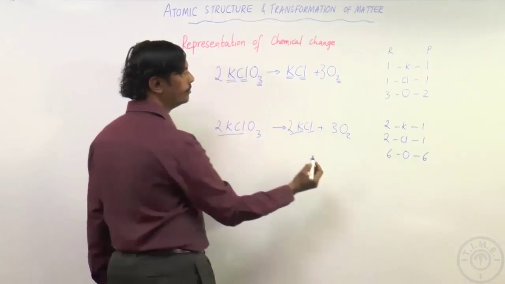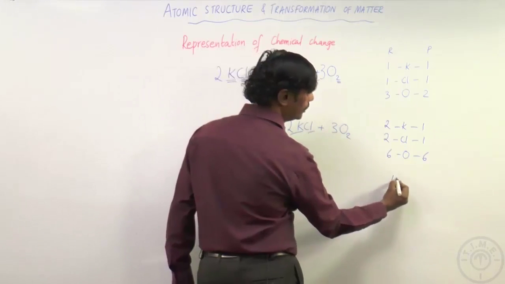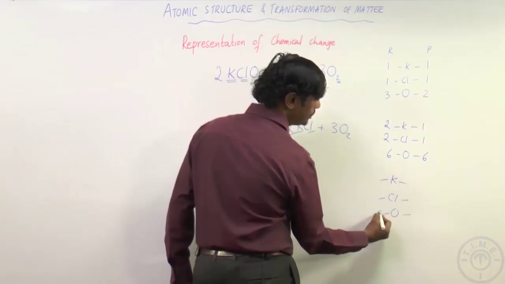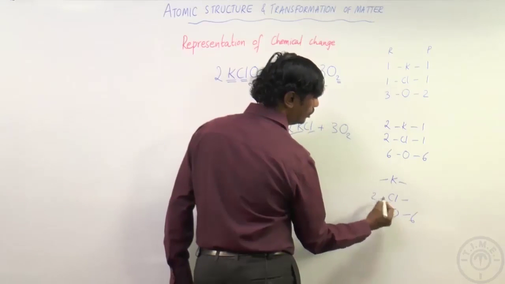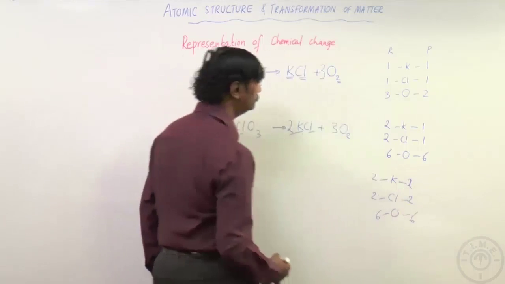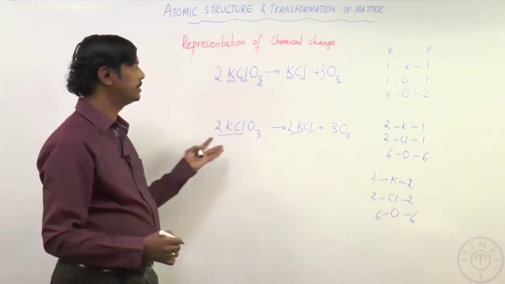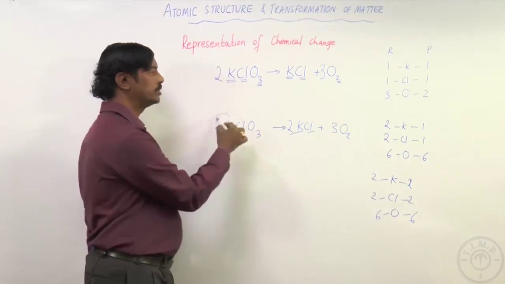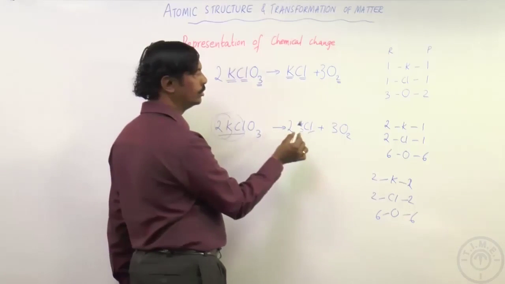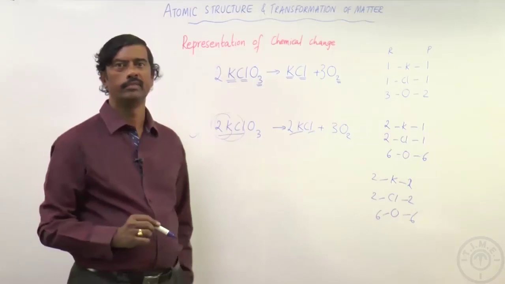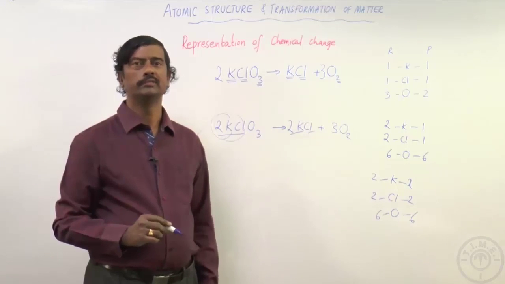So, that way we have now what is the new set? K, Cl, oxygen. Oxygen is already balanced at 6. Chlorine and potassium are both made 2. So, this is the balanced reaction. Look at this. There are 2 potassiums, 2 chlorines, 6 oxygens. 2 potassiums, 2 chlorines, 6 oxygens. So, the equation is completely balanced. We will see one more case.